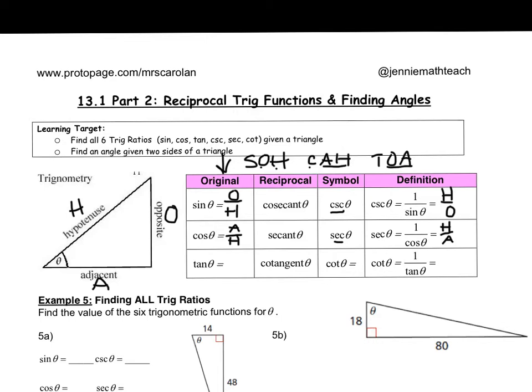Tangent is O over A, opposite over adjacent. The reciprocal of tangent is cotangent. It's abbreviated COT, and we get it by flipping over O and A, and we'll have A on top of O. Basically, what you need to remember, because it's easy to remember that you just flip sine, cosine, and tangent over, is which word is the reciprocal for the trig functions.